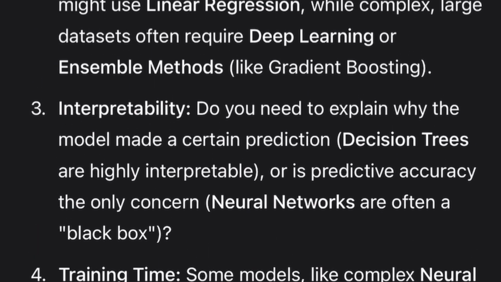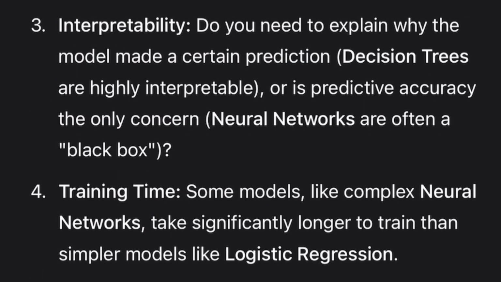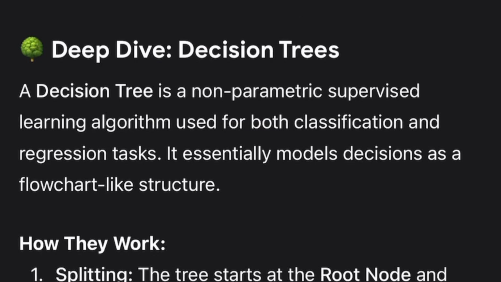Decision trees are highly interpretable, or is predictive accuracy the only concern? Neural networks are often a black box. 4. Training time. Some models, like complex neural networks, take significantly longer to train than simpler models like logistic regression. Interpretable part of supervised learning.